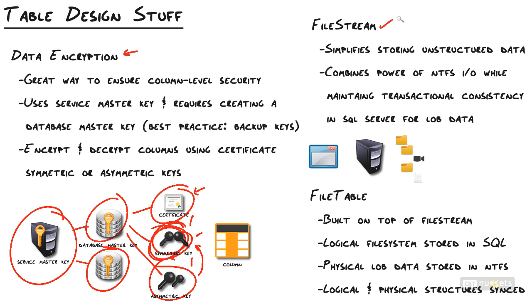So FileStream was this cool new feature in SQL Server 2008 that allowed us to store unstructured data. Now, to really understand why we needed FileStream, it helps to understand where we were before FileStream. So before FileStream, if we wanted to store, say, video or audio or image data or Word documents, PDFs, all that unstructured kind of data, if we wanted to store that in SQL Server, we could do it one of two ways. One, stuff it inside of a varbinary or image column.